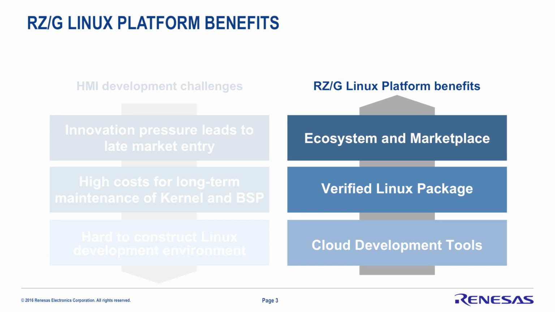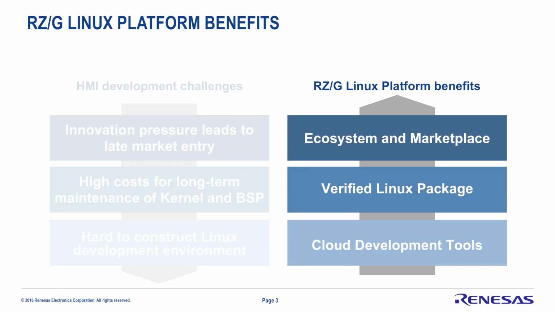The RZ/G Linux platform provides a cloud development environment within the Renesas e2 studio integrated software development tool. This gives embedded developers the option to write and compile their code on a cloud service, where the Linux distribution and BSPs are actively maintained. The Renesas Marketplace connects product developers and software partners with world-class silicon and software infrastructure, providing access to software and hardware solutions verified for the Renesas RZ/G Linux platform. Users can buy and download security tools, embedded vision libraries, and more.